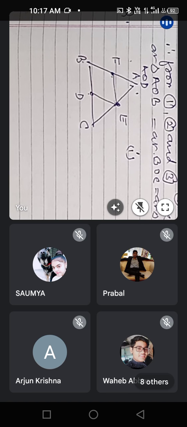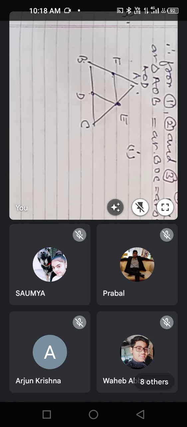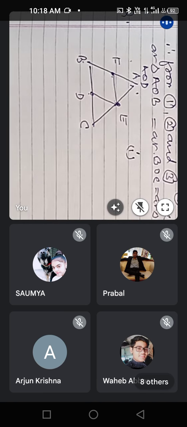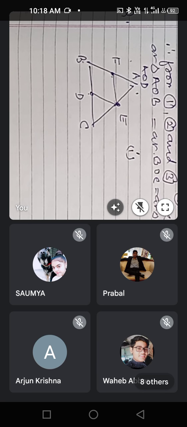Since opposite sides of the quadrilateral BDEF are parallel, therefore BDEF is a parallelogram.